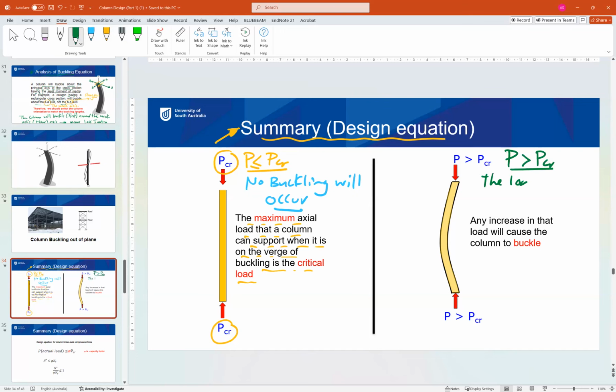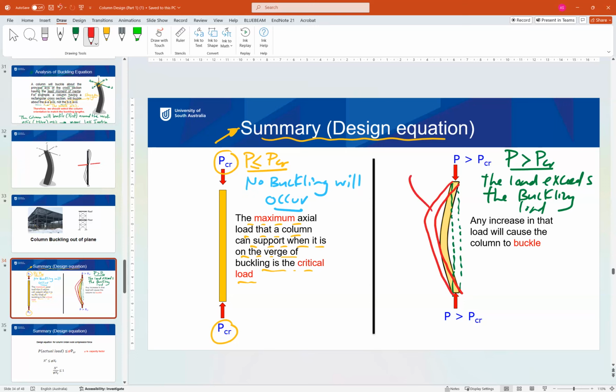So if the applied load exceeds the buckling load, the column will start buckling and the column will start failure. It will keep buckling until it fails. So this is the original column, and it will keep buckling until it fails. So this is buckling failure of the column. Any increase in the load will cause the column to buckle more. So this column is considered failure. This column is no failure.